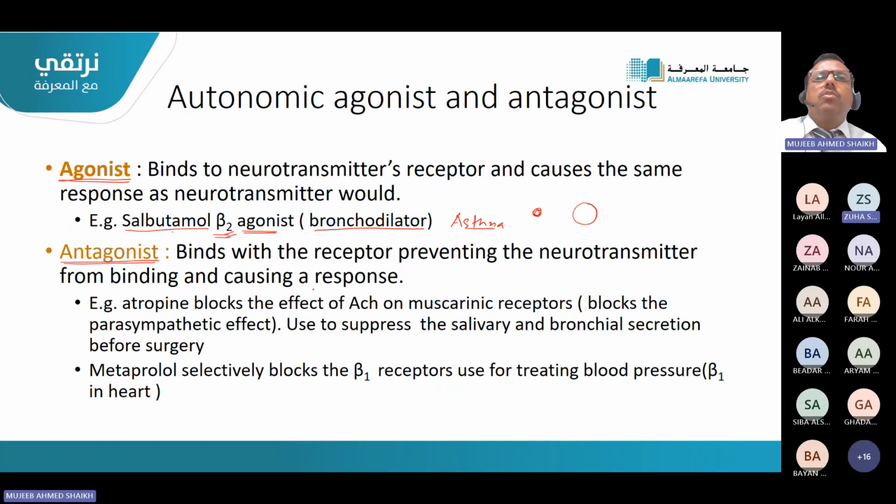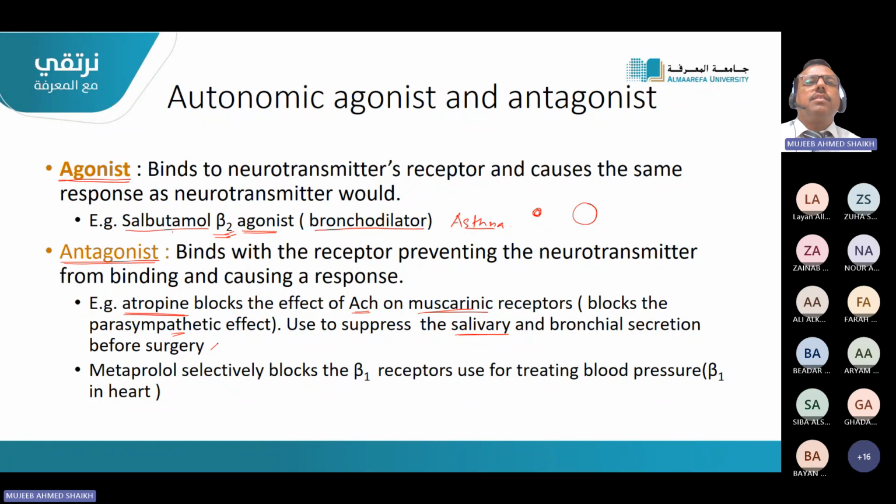Similarly, antagonists are those which bind to the receptor and block the action of that neurotransmitter, or act opposite to its effect. An example is atropine. Atropine is a drug which blocks the action of acetylcholine on the muscarinic receptor. So that's why it acts against the parasympathetic system. It is used for suppression of salivary secretion. Saliva secretion is decreased by the action of atropine.